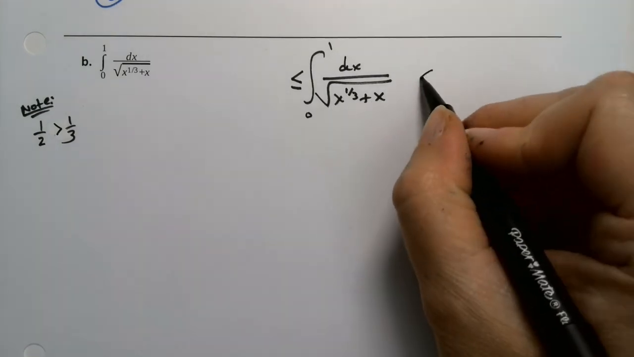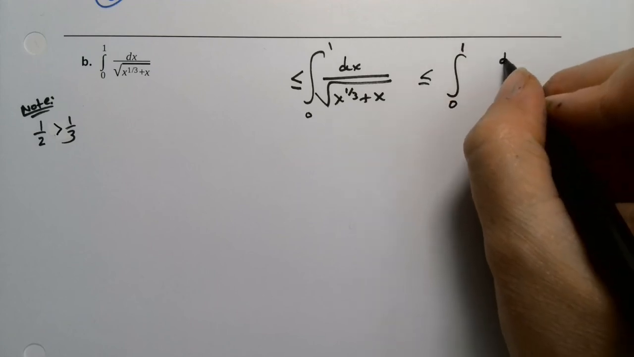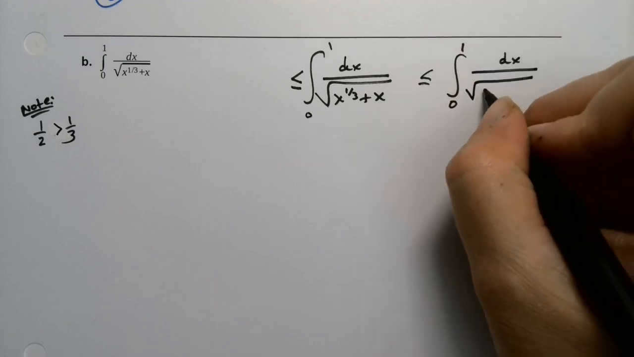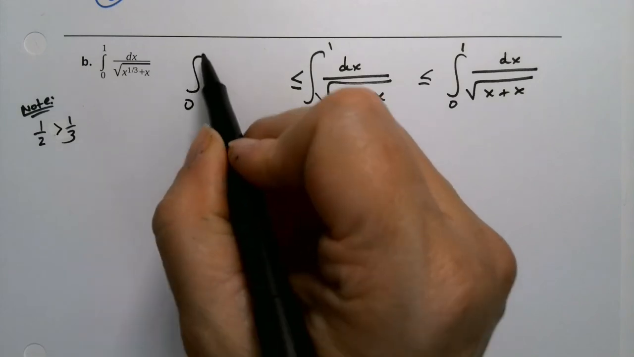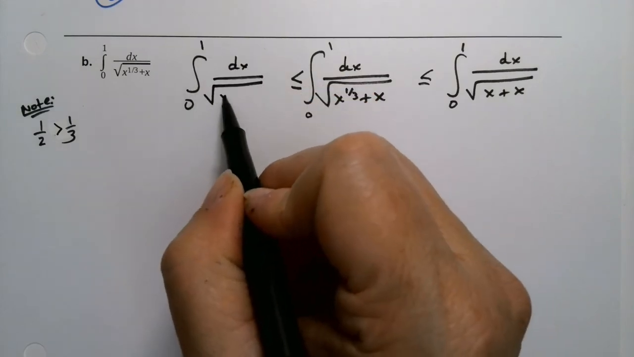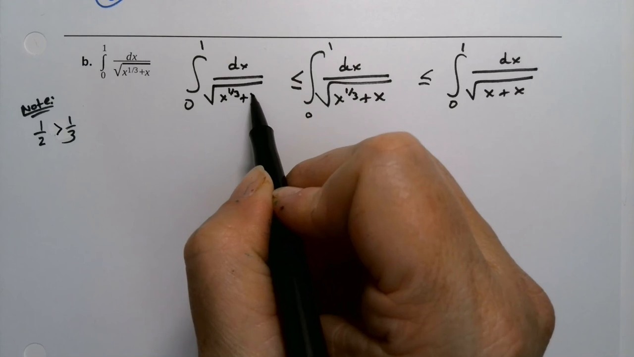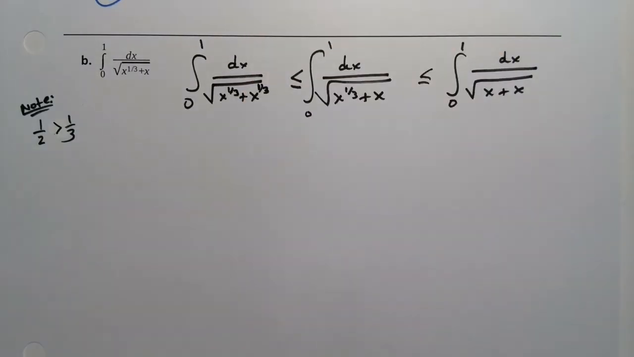So I could go, let's think here, the integral from 0 to 1 of dx over the square root of x plus x. And then I can go 0 to 1 dx over x to the 1/3 plus x to the 1/3. Like that. Now let's see if my less than or equal to's are correct. Let's check with Desmos.